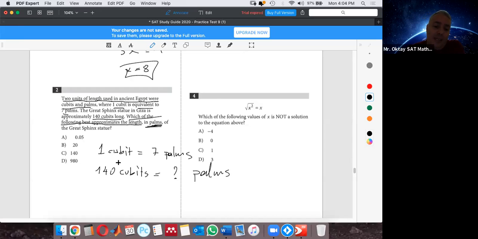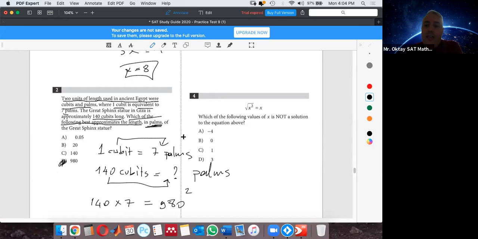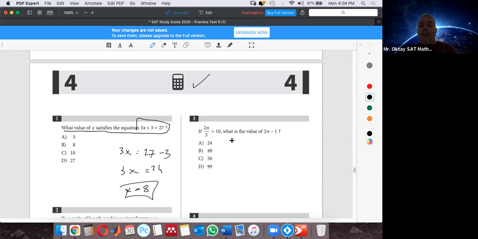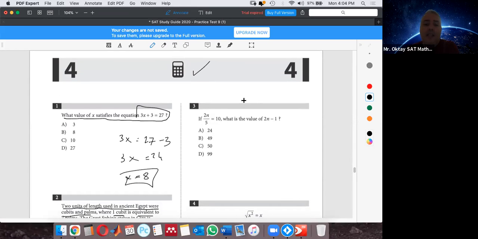In terms of palms, what will this be? It's simple. For 1 cubit it's 7, so for 140, how much? It is 140 times 7. You can use the calculator, or just do 7 times 4 is 28, and so on, which gives 980, which is the answer. Any question till here? Do we have any question, guys? No? Okay, good.